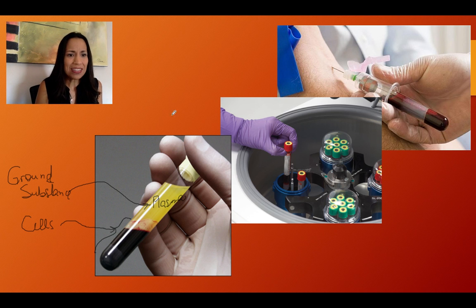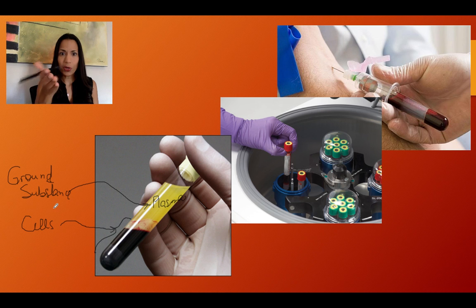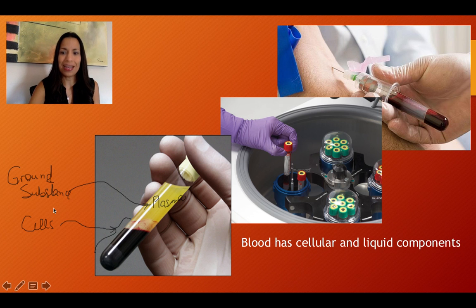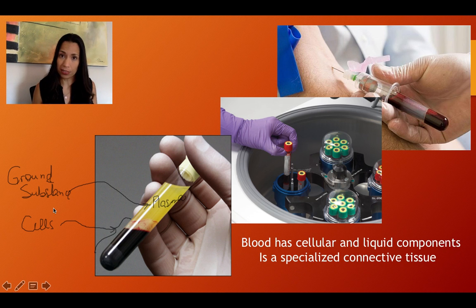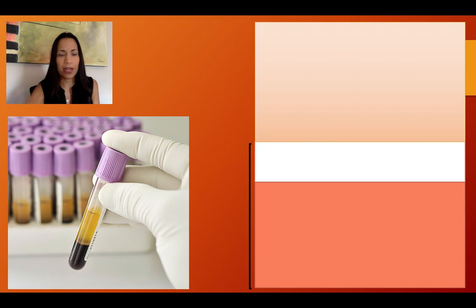So what does this remind you of? Ground substance plus cells. What kind of tissue has those two components? Connective tissue. Blood is a type of connective tissue. It's a specialized type, actually, of connective tissue, the only fluid connective tissue in the body.